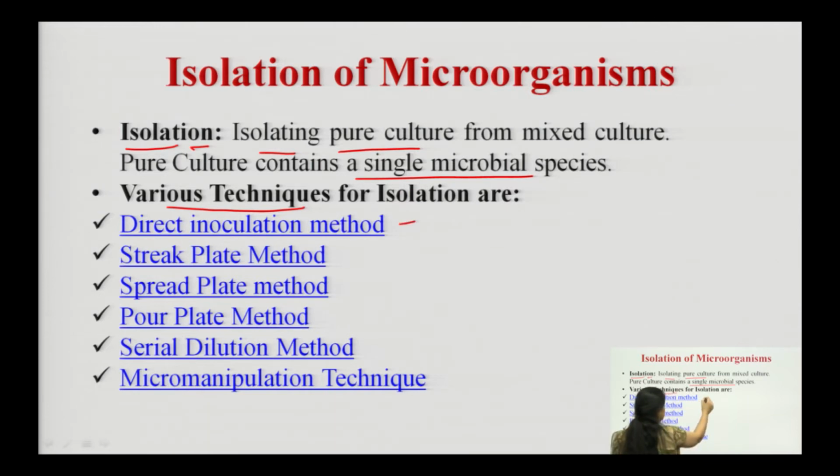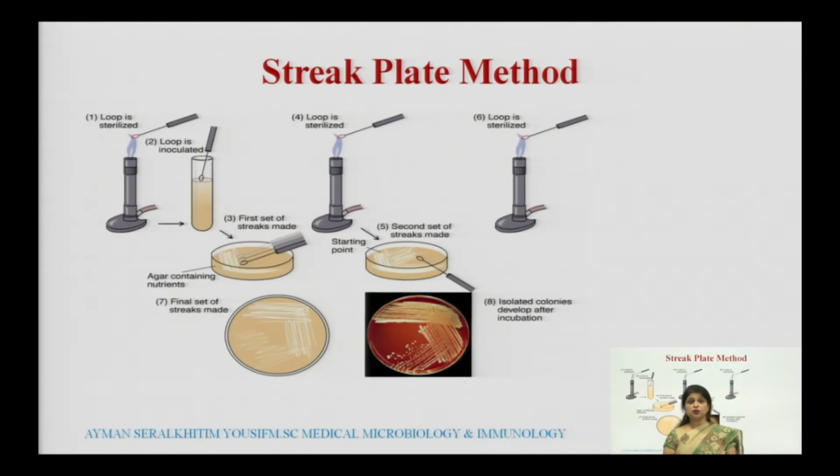First is the direct inoculation method. We can use direct inoculation in the media, and once we directly inoculate in the media, the colonies will form and we can obtain the colonies. Second is the streak plate method, third is the spread plate method, then the pour plate method, serial dilution method, and micromanipulator methods. These techniques we will learn today, about how we can isolate our microorganisms. First of all, I would like to focus on the streak plate method. Now, what is the streak plate method?